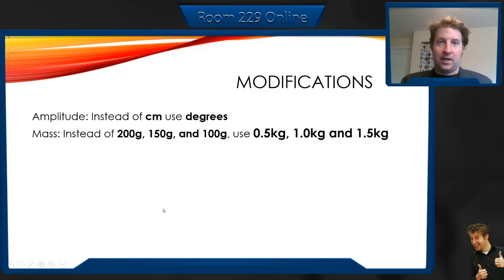Now, a couple modifications. First thing we're going to change is the centimeters we use for amplitude is going to change to degrees, and the masses, instead of 200, 150, 100, we're going to use 0.5 kilograms, 1 kilogram, or 0.5 kilograms. Just to make things easier using the simulation that we have.